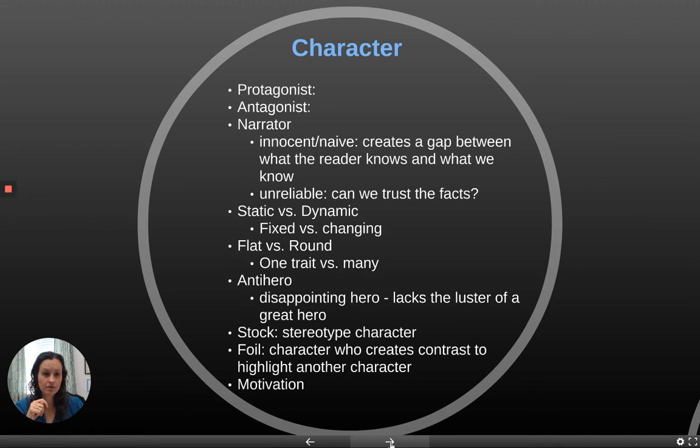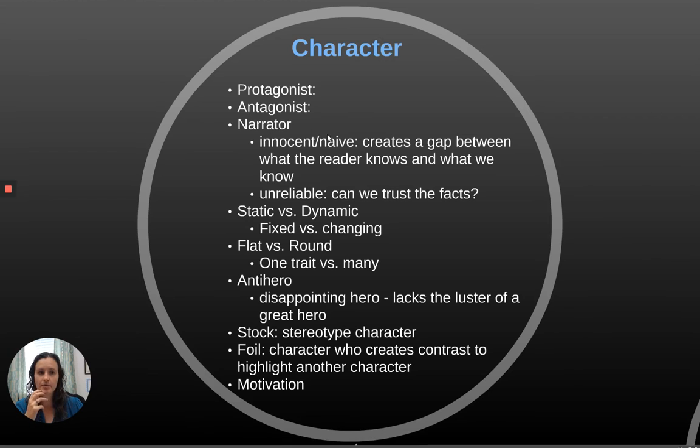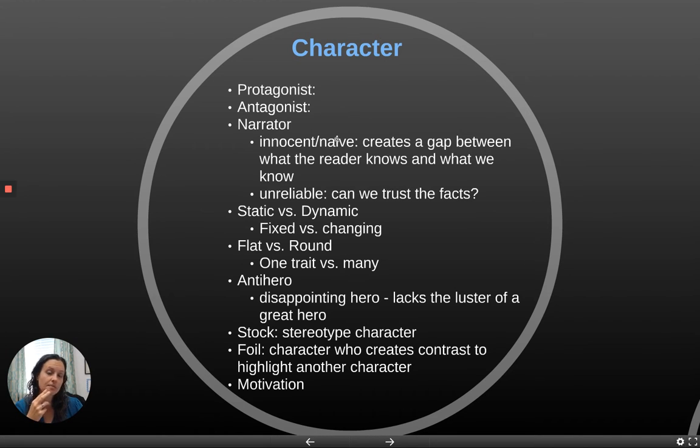Of course, character is important here. We have different kinds of characters. We have our protagonist versus our antagonist. There are different types of narrators. Of course, we have just the traditional narrator, but we also have the naive narrator, which some people say that's what Scout is in To Kill a Mockingbird.